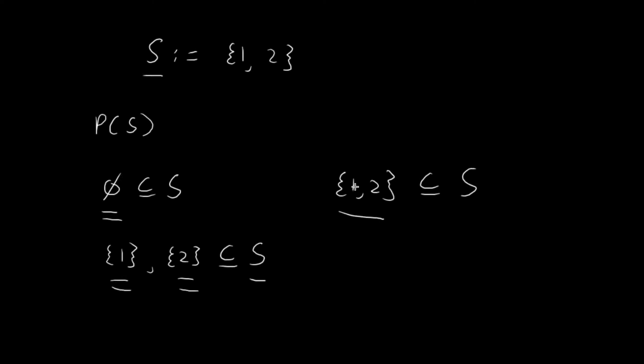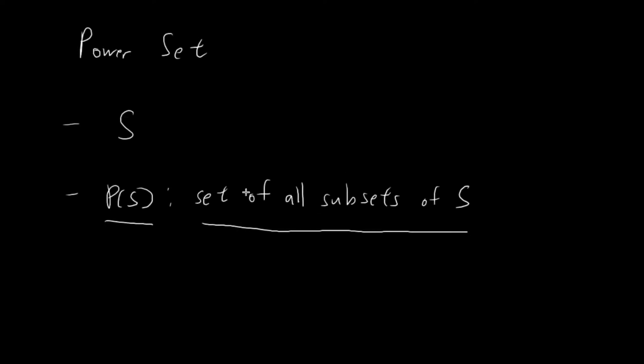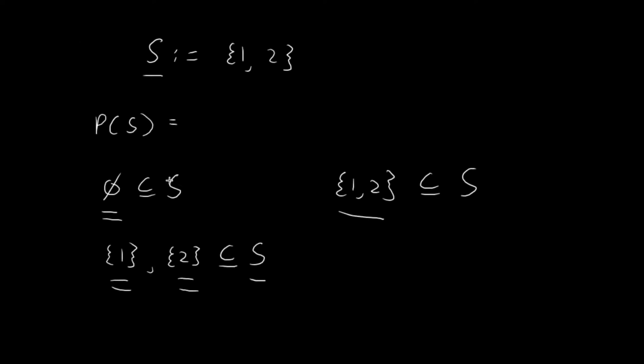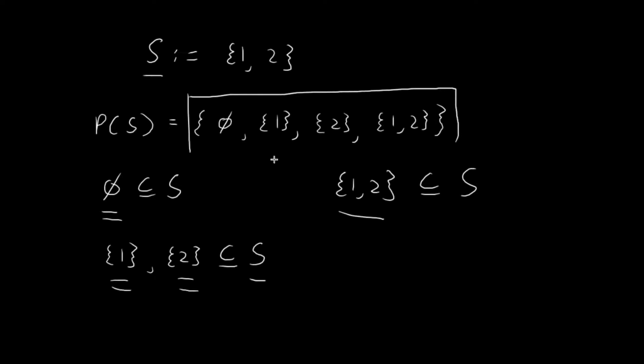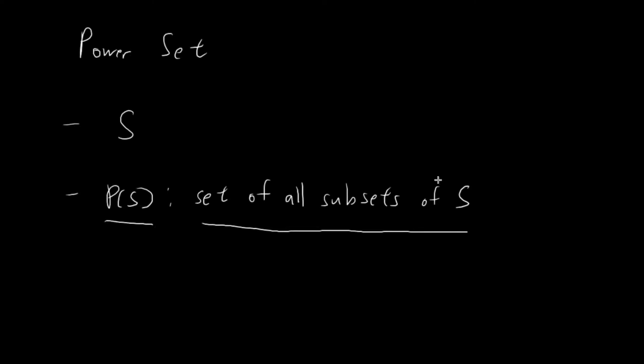And so combining all these results, we can now construct P of S. So recall that P of S is the set of all subsets of S. And so that's why from this we know that P of S, for this case, is equal to the set containing the empty set, and the set which contains the number 1, and the set which contains the number 2, and the set containing the numbers 1 and 2, which is just S itself. And so this expression over here is P of S. And so this is what it means to be a set of all subsets.